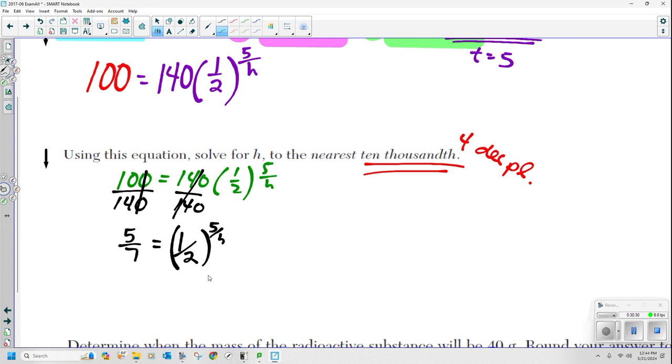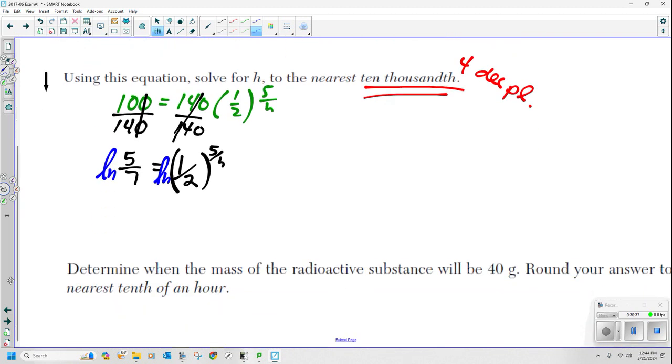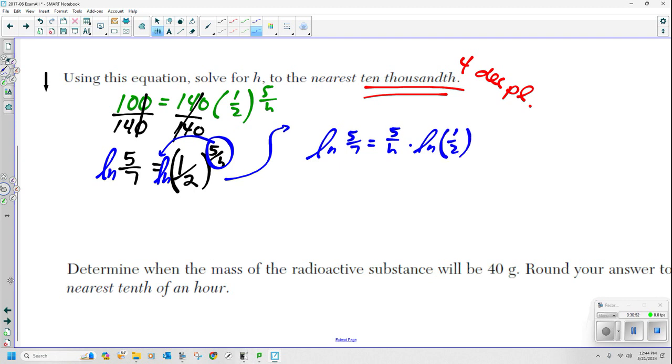Okay, kids, logs and natural logs. They bring exponents down. All right, so I now have the natural log of 5 over 7 equals 5 over H times, because this is going to come down now, that's what logs and natural logs do, the natural log of 1/2. All right? Let's divide both sides by the natural log of 1/2. And now this goes bye-bye.